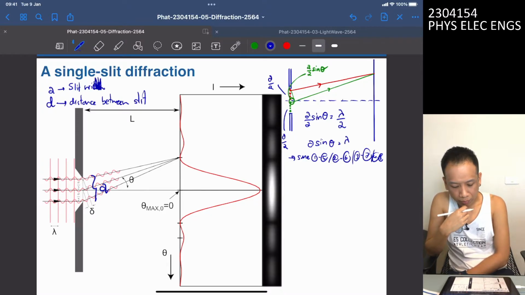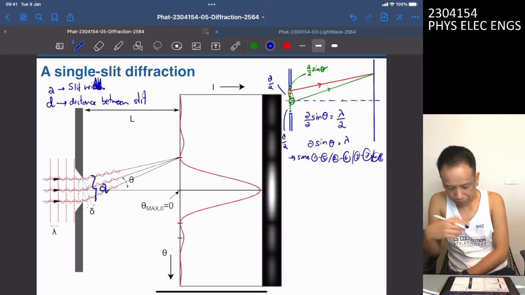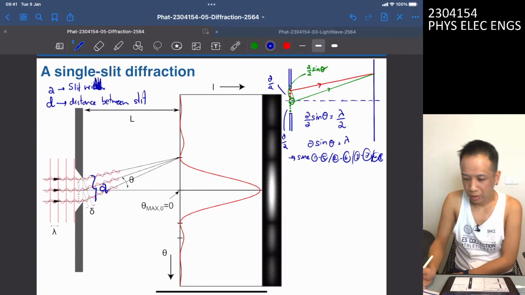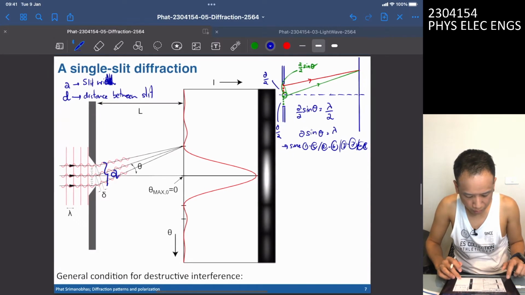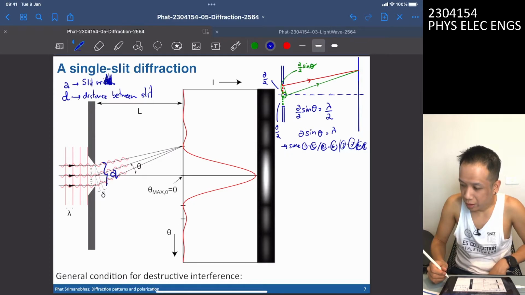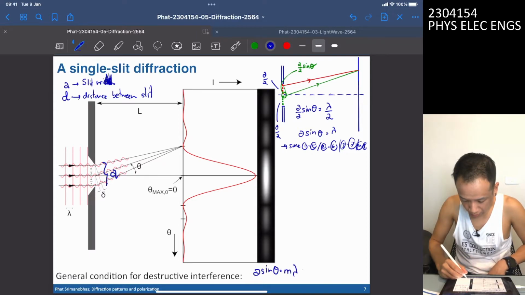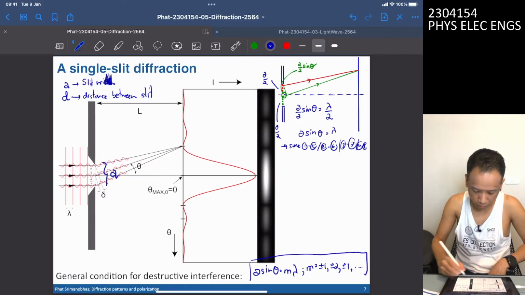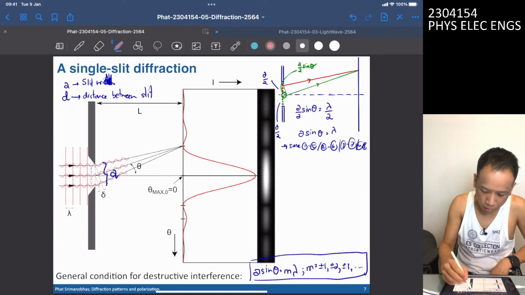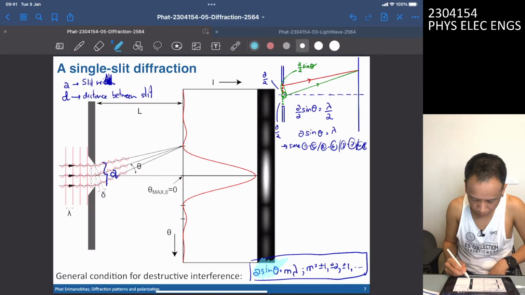Then if you talk about the next one and the next one, you can see the general condition for destructive interference as follows. You get A sine theta equal to m lambda, where m becomes plus and minus 1, plus and minus 2, plus and minus 3, and so on. So this is the condition for destructive interference, the condition for the minima.